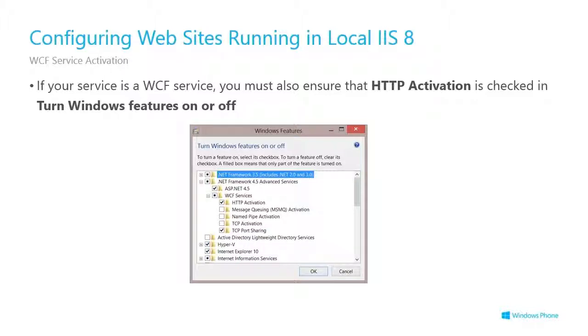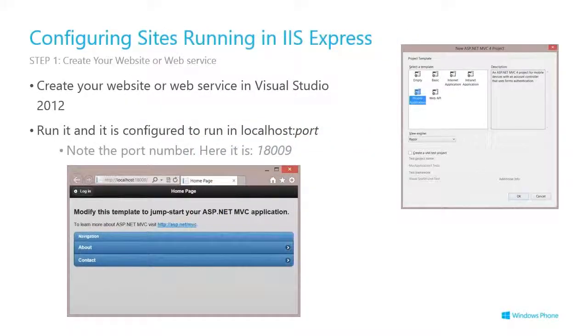So first of all, if you're doing WCF services, you need to ensure that this HTTP activation feature is turned on in the Turn Windows Features On or Off dialog. So drill down to .NET Framework 4.5 Advanced, go down under there to WCF, and you need to check the HTTP activation there. And then you've got a choice. You're then going to create your website.